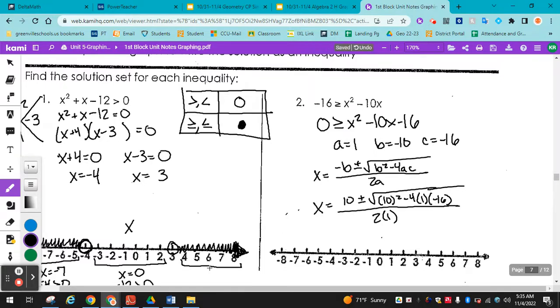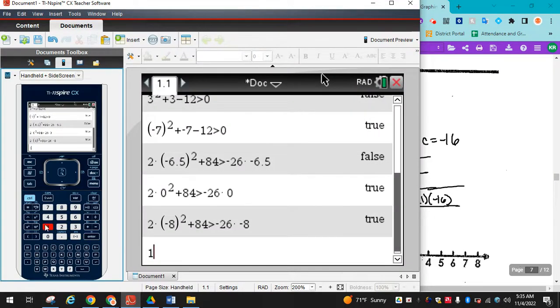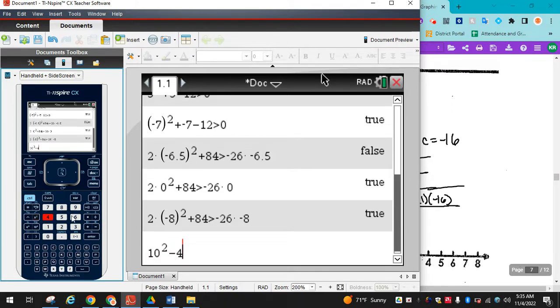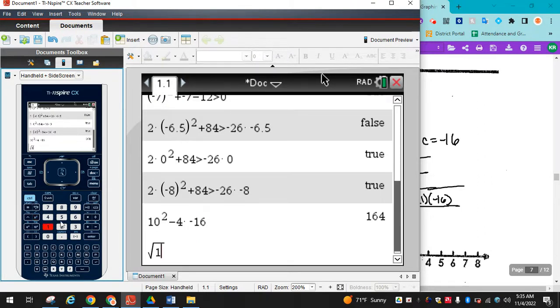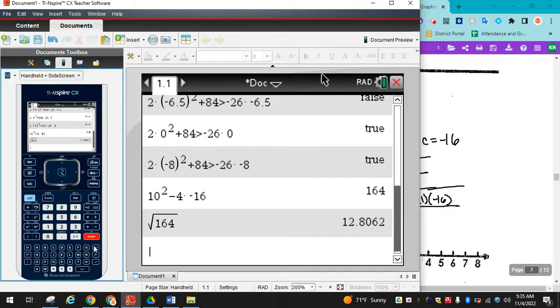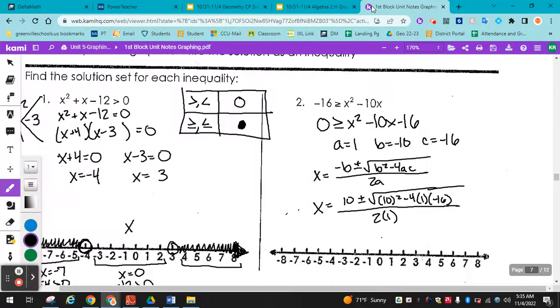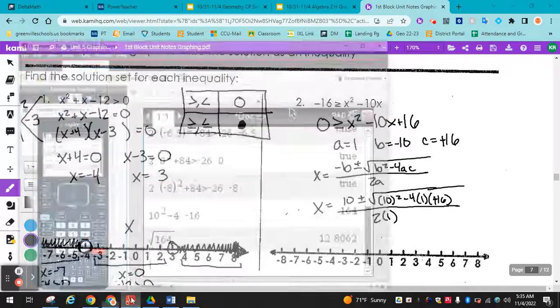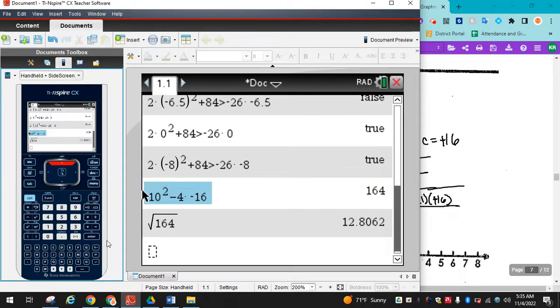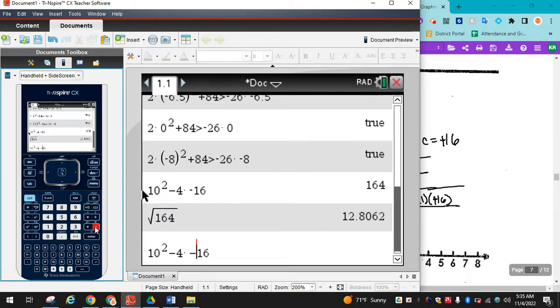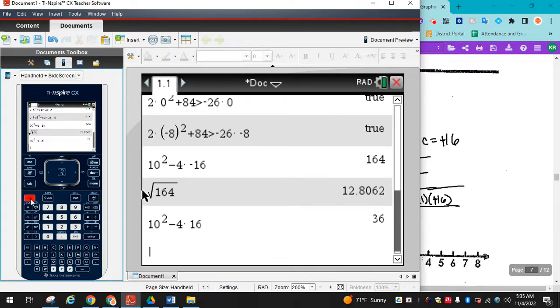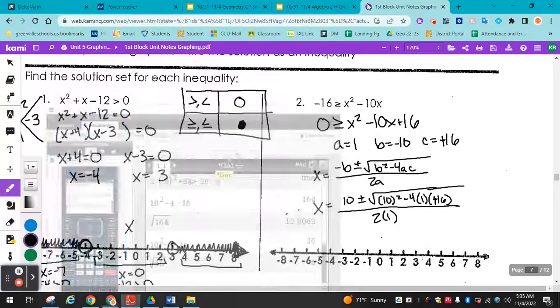Okay, simplify under the radical. 10 squared minus 4 times 1, I don't have to write, times negative 16 is 164. Square root of 164 is 12. Oh, guess what? It's a positive 16 because I had to move the 16 over. Positive 16. Try that again. Might have been quicker for me just to type it again, but I didn't. 36. So the square root of 36 is 6. Oh no, I typed that in the calculator.